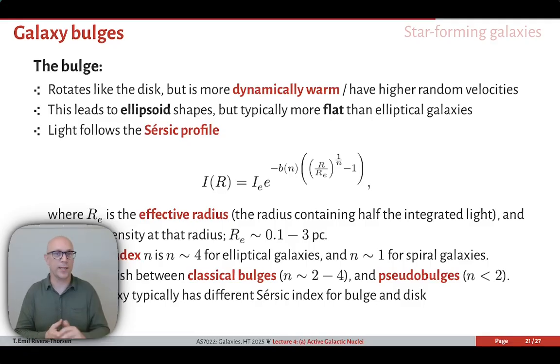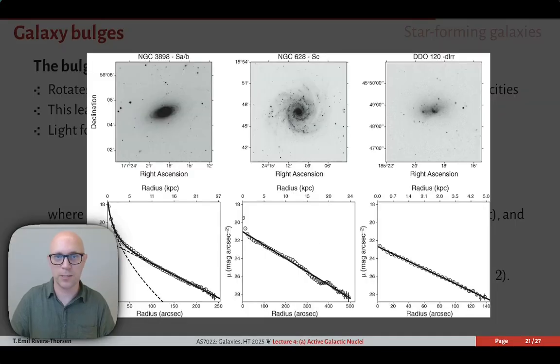So this also means that a spiral galaxy typically has more than one surface index. It has a different surface index for the bulge in the central parts and for the disk, which we can see some examples of here. So if we look at the left, we have the SA or SB galaxy, the intermediate between SA and SB type galaxy, which, as we can see, has some quite tightly wound spiral arms and a very prominent bulge.